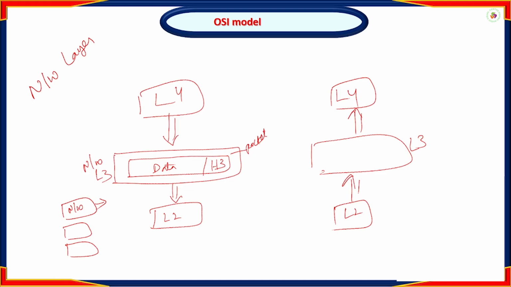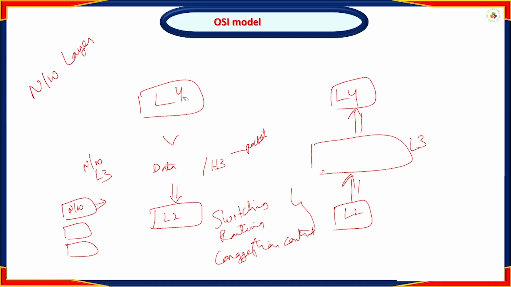The main functionality of this network layer is switching, switching techniques. Switching and routing are the two main functions of the network layer, and also congestion control. These are the three main functionalities of the network layer: switching, routing, and congestion control. We'll see one example for this, how it can be accessed.